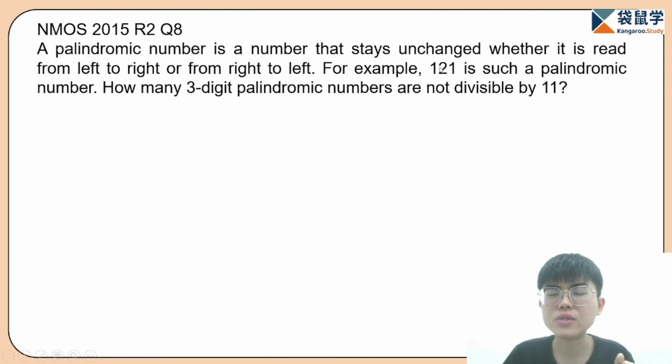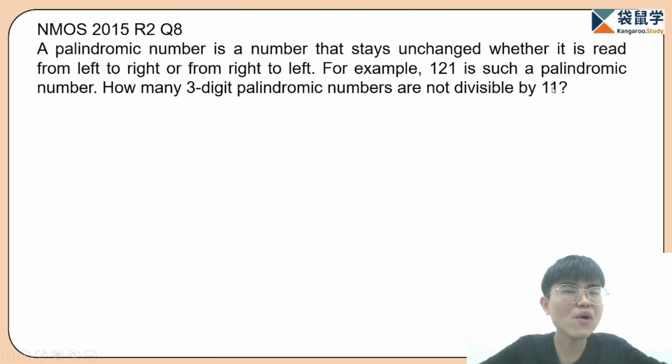For example, we see that 121. If we read it from the left, it is 121. If we read it from the right, it is also 121. This is what we call the palindromic number. So how many 3-digit palindromic numbers are not divisible by 11?